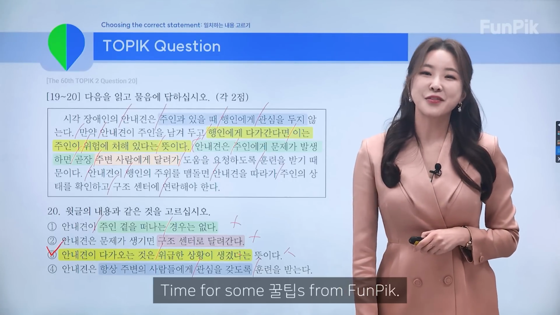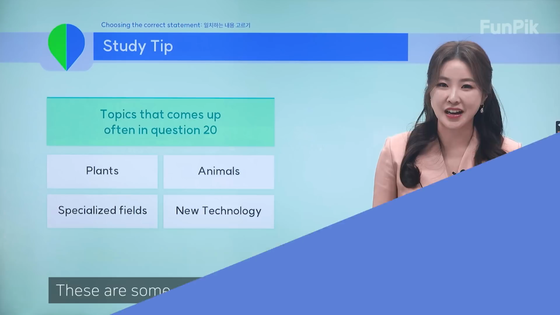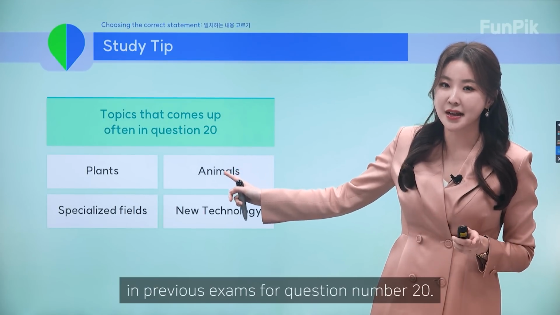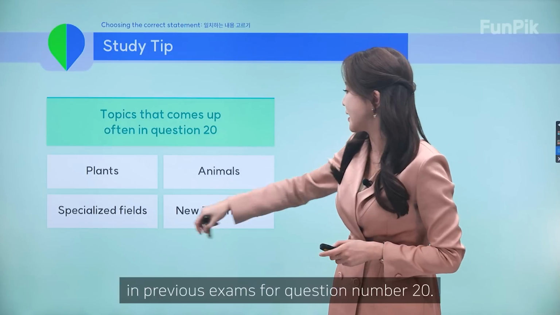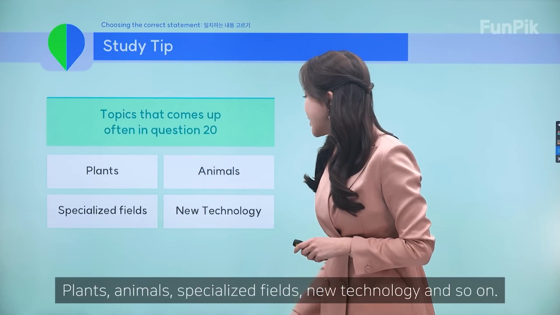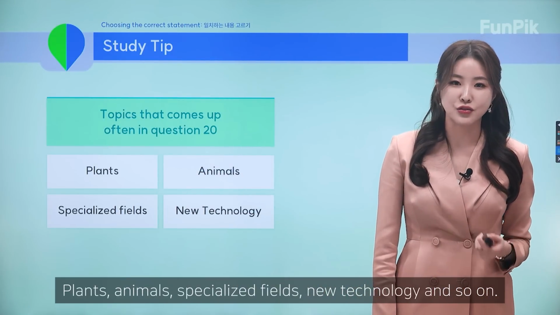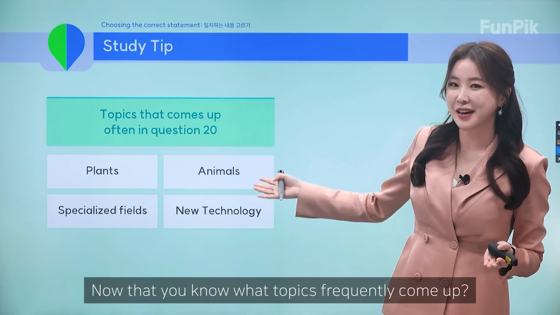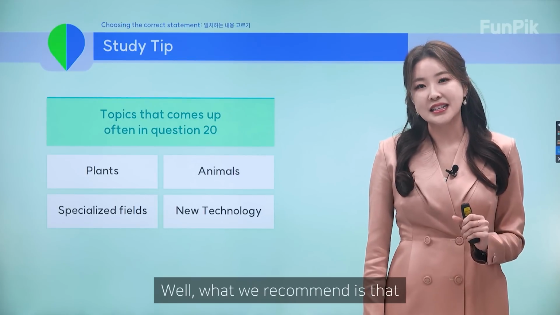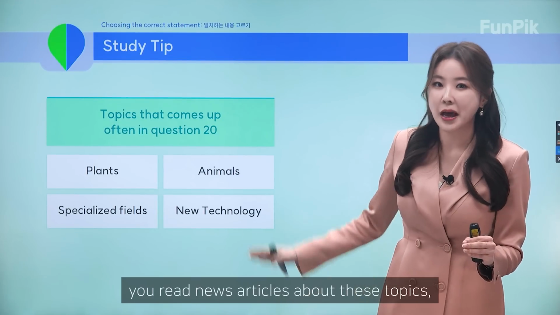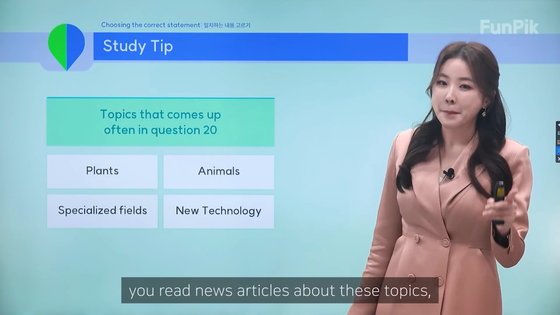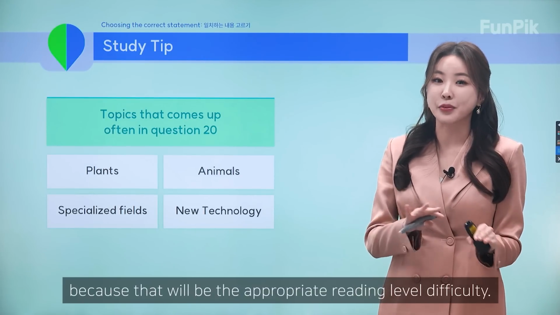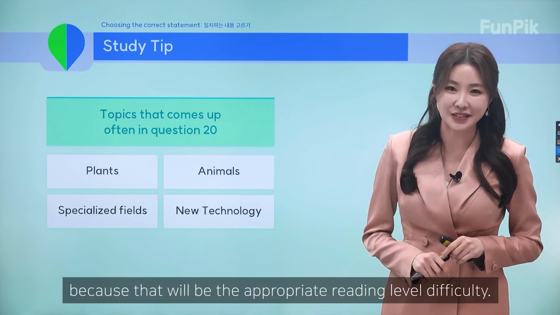All right, time for some 꿀tips from FunPik. Now, these are some common topics that have repeatedly come up in previous exams for question number 20. Plants, animals, specialized fields, new technology, and so on. So what should you do now that you know what topics frequently come up? Well, what we recommend is that you read news articles about these topics. But you want to look for ones that are written for children because that will be the appropriate reading level difficulty.